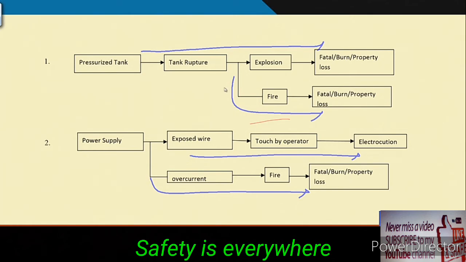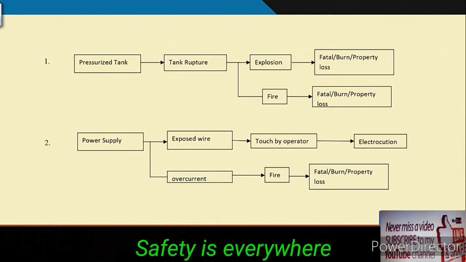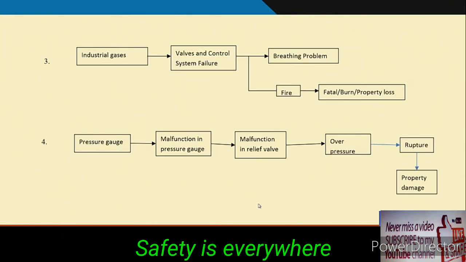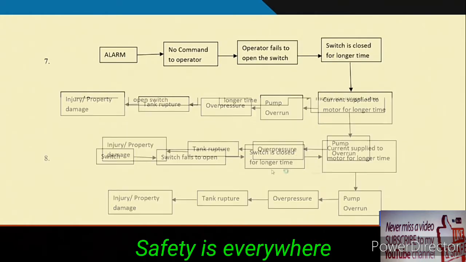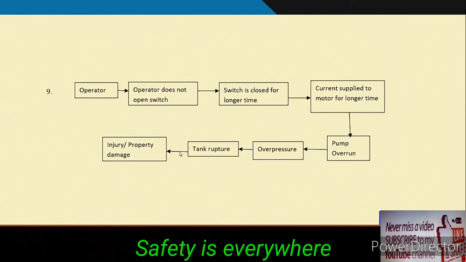So, maybe we have missed some of the things, initiating mechanism in between. You can add all those things if you find something like this. Then gases, valve control and control system failure, breathing problem, these gases may lead ultimately to fire, fatal burn injury, etc. So, in this manner we created the ontology, accident path 5, 6, 7, 8, now 9.